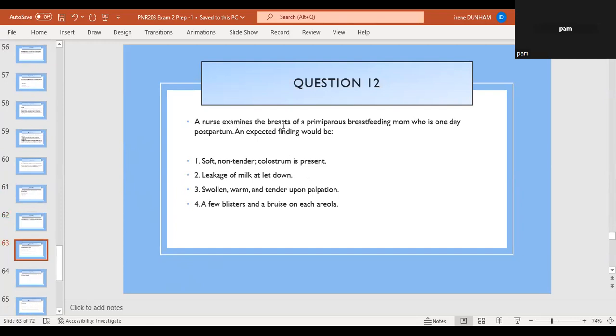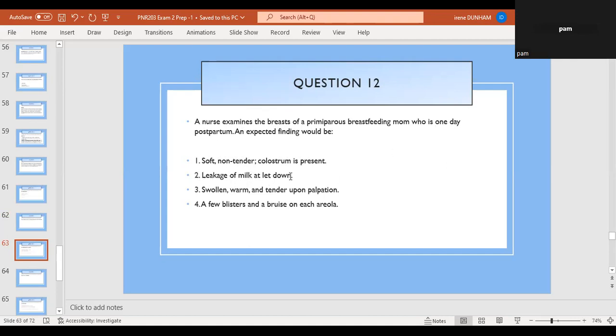All right. A nurse explains the breasts of a primiparous breastfeeding mom, that's a first-time mommy, who is 1 day postpartum. Okay, she's 1 day postpartum. So an expected finding on this breastfeeding mom, is she's 1 day, would be what? Okay, it'd be soft, non-tender, colostrum is present. Well, we know that colostrum is an expected finding, but let's go see. Leakage of milk with let-down. Swollen, warm, and tender upon palpation. Now, this is who's 1 day, because that's too soon. A full blister, few blisters and bruise on each areola. Nah, that's not 1 day. Okay.